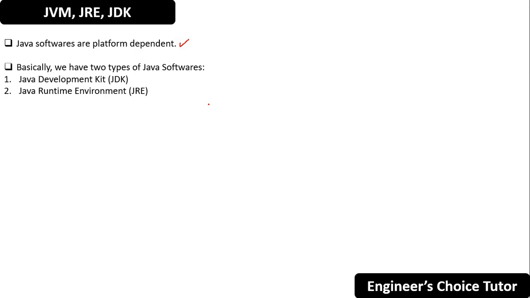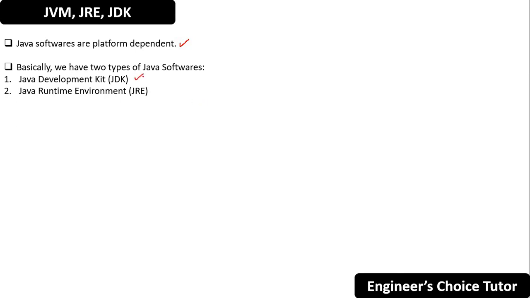So the first thing is we should know about Java softwares. In the last lecture we discussed that a Java program is platform independent whereas JVM is platform dependent. And this JVM is also a Java software, right? So my point here is, the Java softwares are platform dependent softwares. It is the first point. And basically, we have two types of Java softwares.